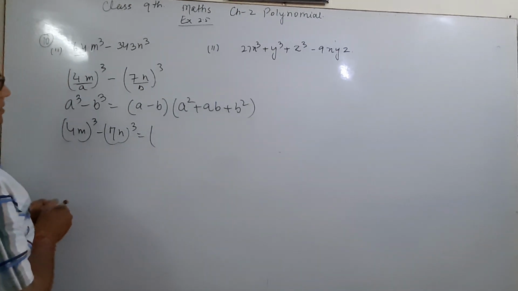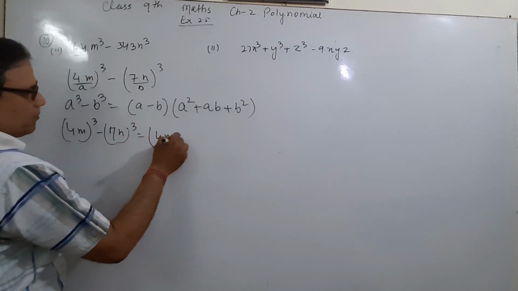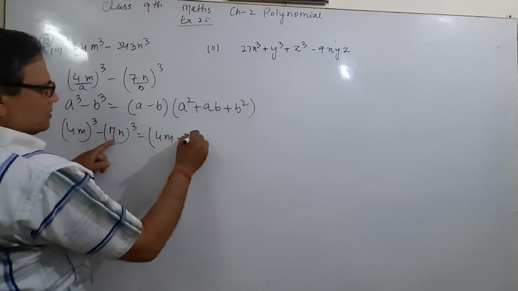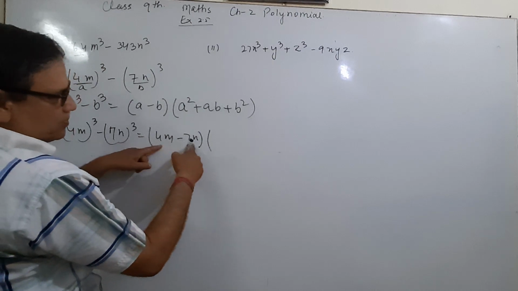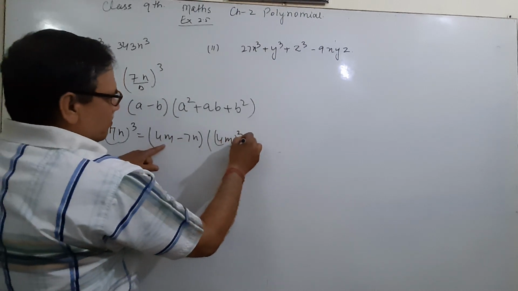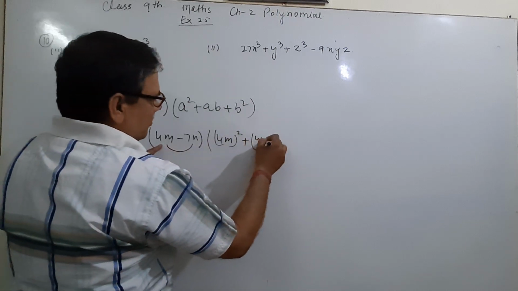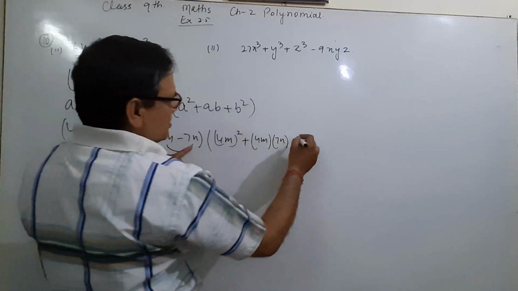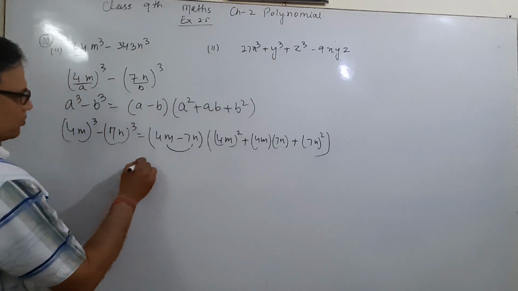And next, what is this? What is a? It is 4m, minus, what is b? 7n. Bracket a square. What is a now? This is a, this is b. a square means (4m) square, plus ab, this is a and this is b, 4m into 7n, plus b square. b means (7n) square. And we have to solve it.